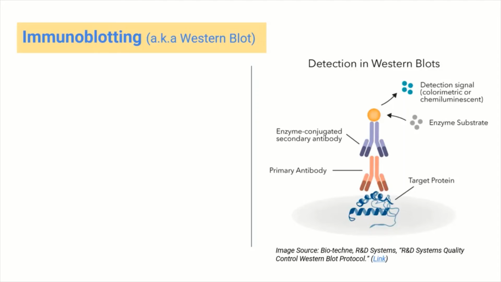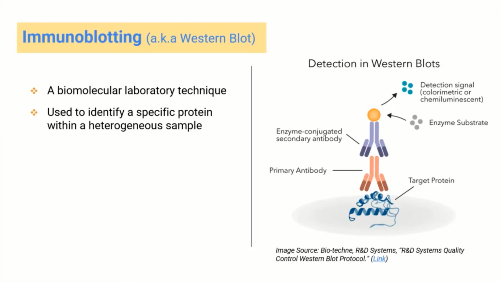Immunoblotting, also known as Western blot, is another biomolecular lab technique just like immunoprecipitation. It is used to identify a specific protein within a heterogeneous sample. One direct application of this is diagnosing disease by detecting proteins associated with pathogen. Another application is verifying the translation of a cloned gene in molecular cloning.